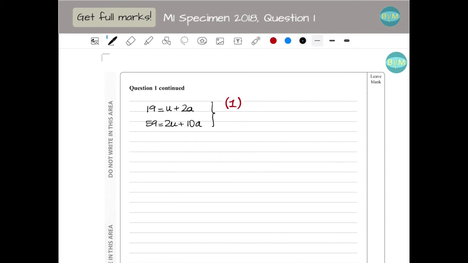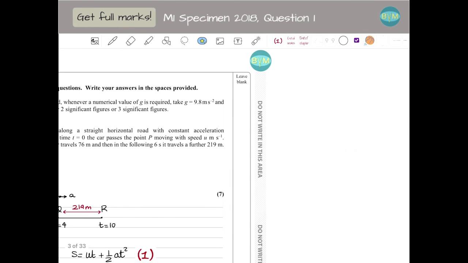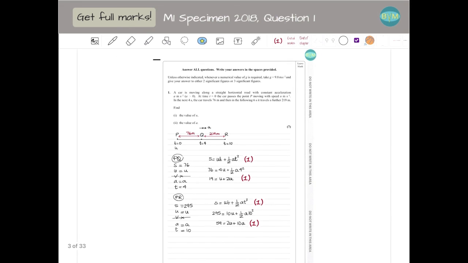And when you solve them, u is 12 meters per second. So that's your first answer. And a is 3.5 meters per second squared. That's your second answer. And each of them is 1 mark, for answer 1 and for answer 2. And here you have your 7 marks. So 3 here, another 4 here.